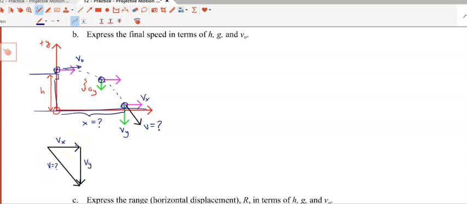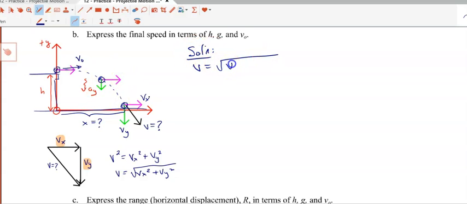In order for us to find that, we need to find an expression for vx, an expression for vy, and then we're going to find v by using the good old Pythagorean theorem. So v squared equals vx squared plus vy squared, so v equals the square root of that. So this is the idea we're kind of going for, right? So in order to solve this, we'll start with that.